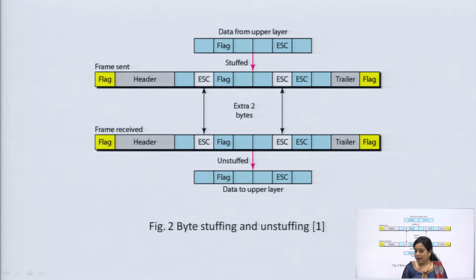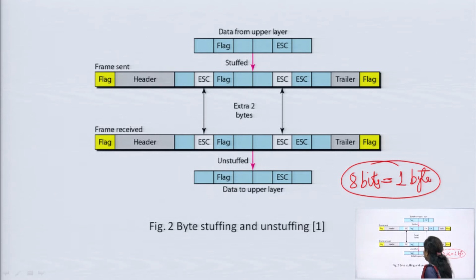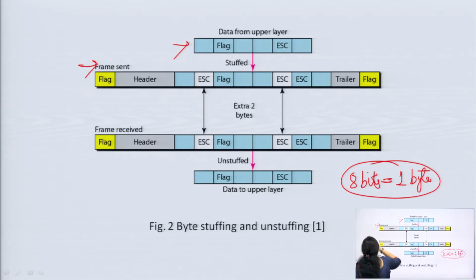Next is byte stuffing and unstuffing. What is byte stuffing? First thing is that 8 bits equal 1 byte of information. Data from the upper layer will be received here, which is the flag followed by this ESC. Then you have to stuff the byte. The byte will be stuffed at the sender side when the frame is formed, and you can see this is the frame that you have to send.